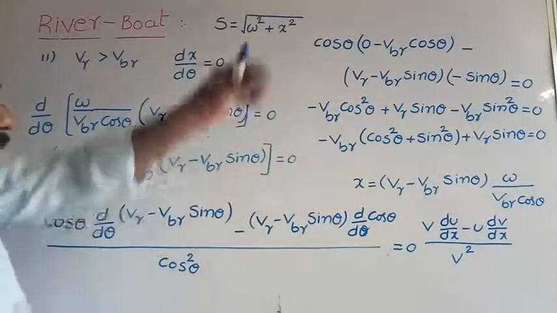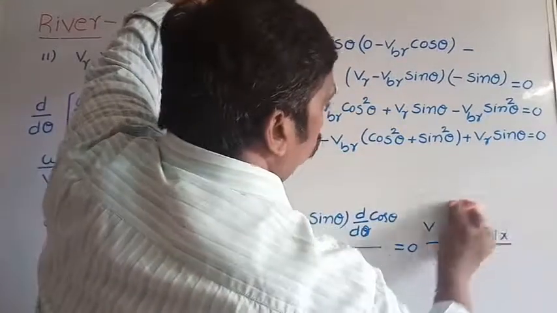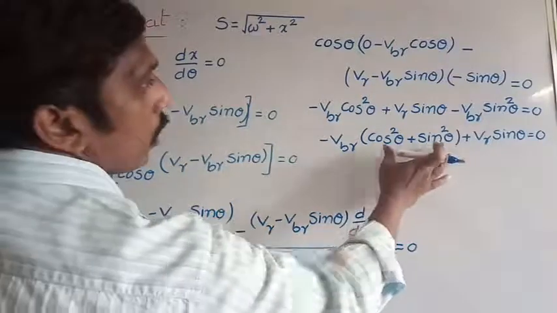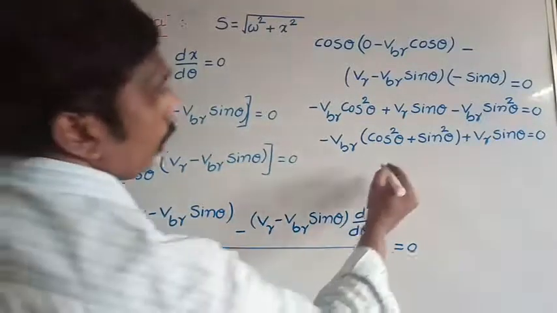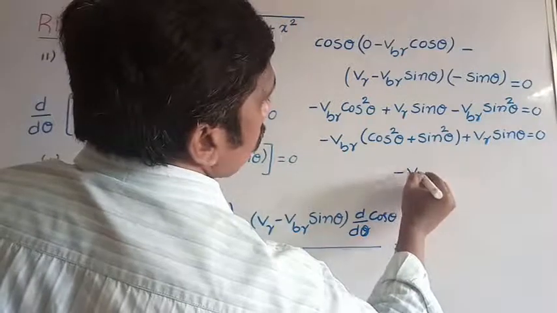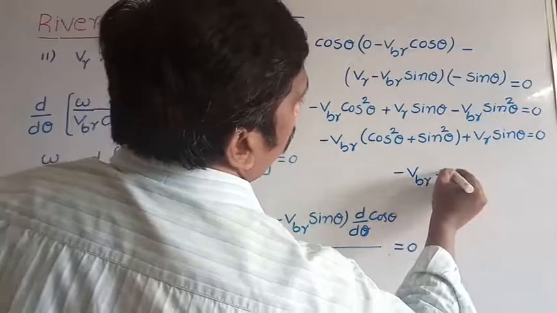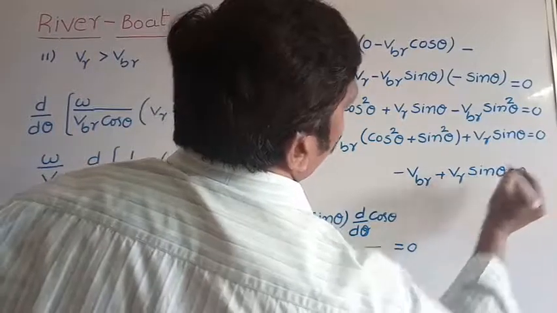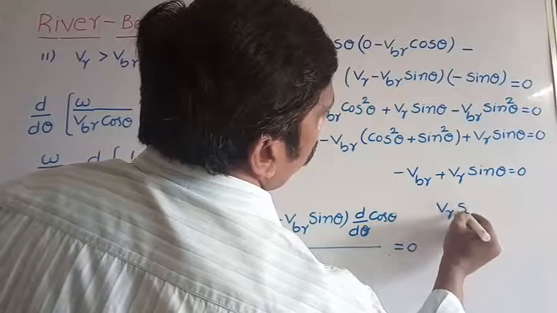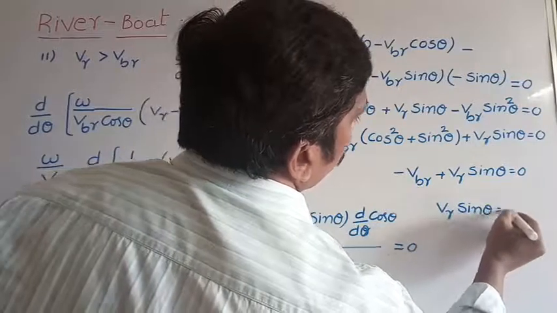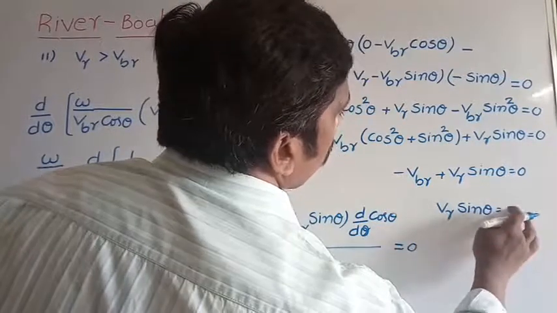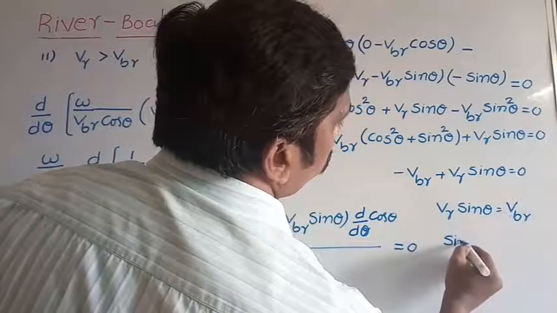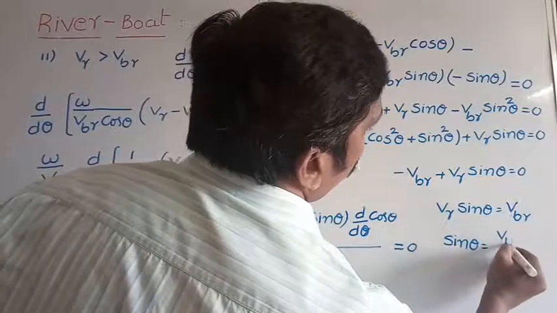Okay, clear? So here we know sin square theta plus cos square theta is equal to 1. That's why this term becomes 1. Here we will get minus VBR plus VR sin theta is equal to 0. From this VR sin theta is equal to VBR. Sin theta is equal to VBR by VR will come.